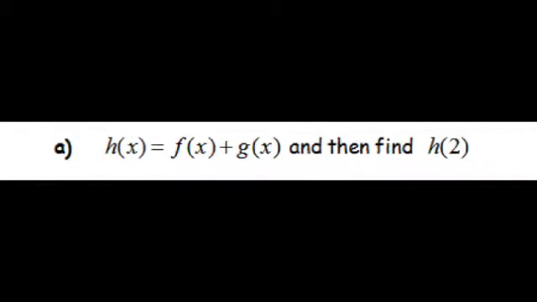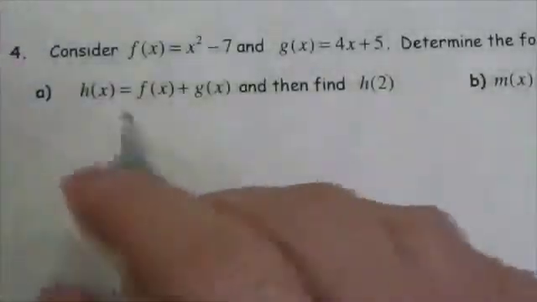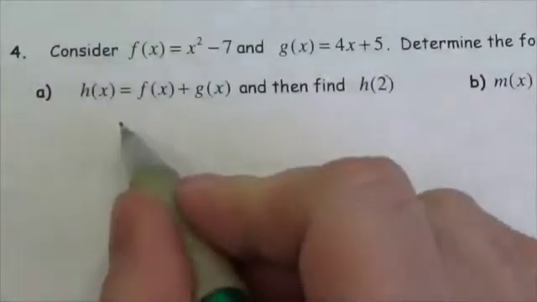Consider f of x is equal to x squared minus 7 and g of x is equal to 4x plus 5. Determine the following. h of x equals f of x plus g of x, and then find h at 2. Okay, now to answer this question, I'm going to do this in two different ways here.